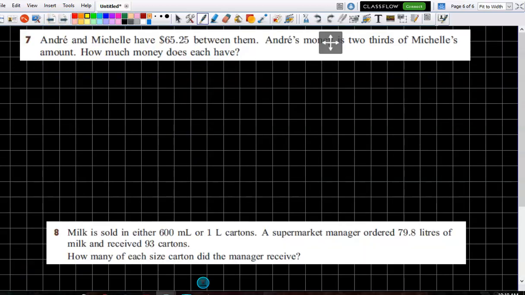So Andre and Michelle have 65.25 between them. Andre's money is 2/3 of Michelle's amount. How much money does each have? So we can say A is the amount that Andre has, and M is the amount that Michelle has. Right, so they have 65.25 between them. So what would that statement then be? Yep, so A plus M, by the way, my initials.